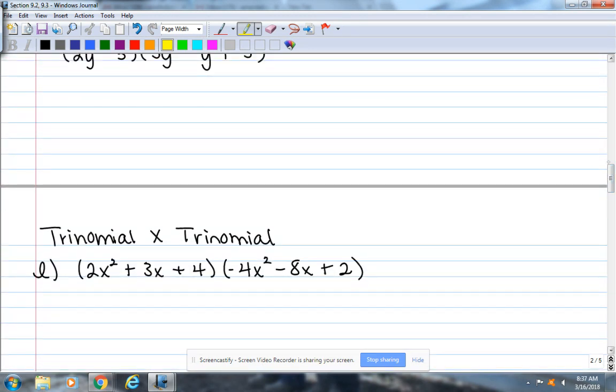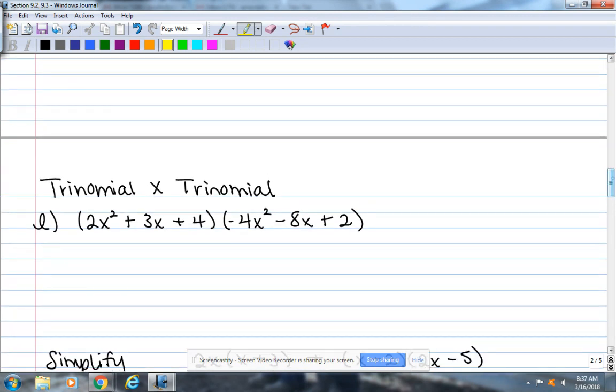And then we get to do the fun stuff. A trinomial times a trinomial. Now, how do you think we're going to do this? Yeah, it's just the same thing, except we just do a little bit more multiplying. Okay? So first I'm going to take the 2x squared and then multiply it times all three terms in the second one. Then I'm going to take the 3x times all three terms in the second one. Then the 4 times all three terms in the second one.